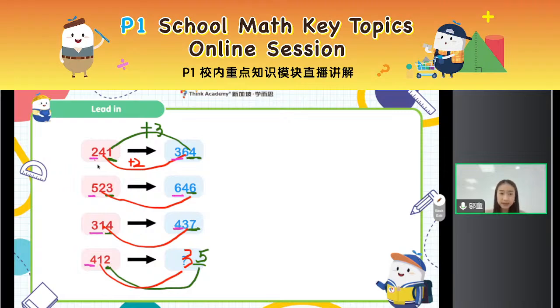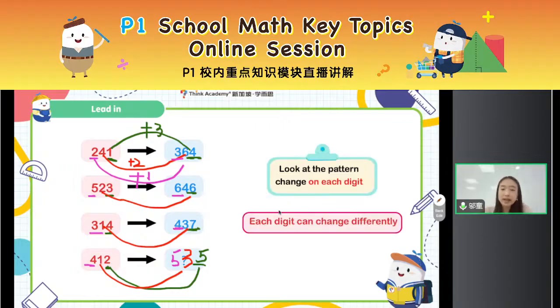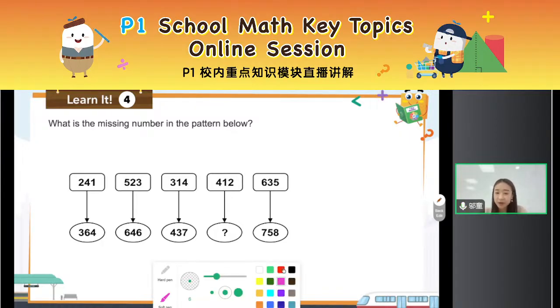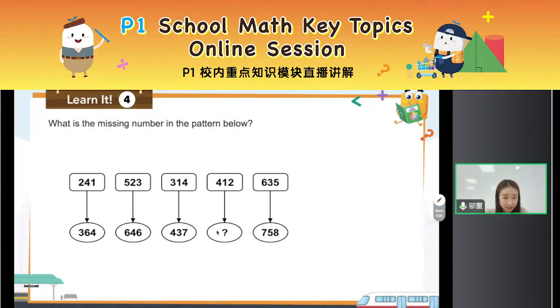Yes. On the hundreds place, every time we add a 1 on it. Which is 5. All right. This time we still check each digit one by one, and each digit can change differently as well. So let's see a question, and this one is very similar to the past few years' real question. Okay, let's take a look.